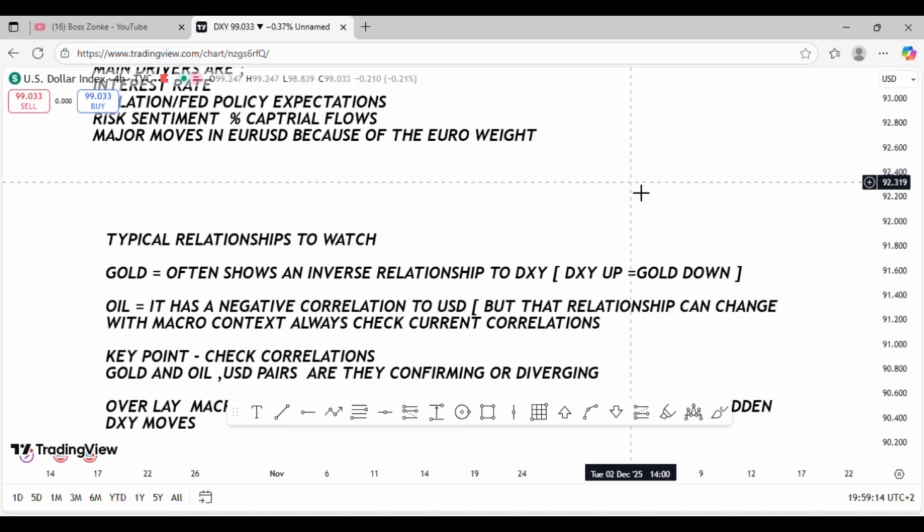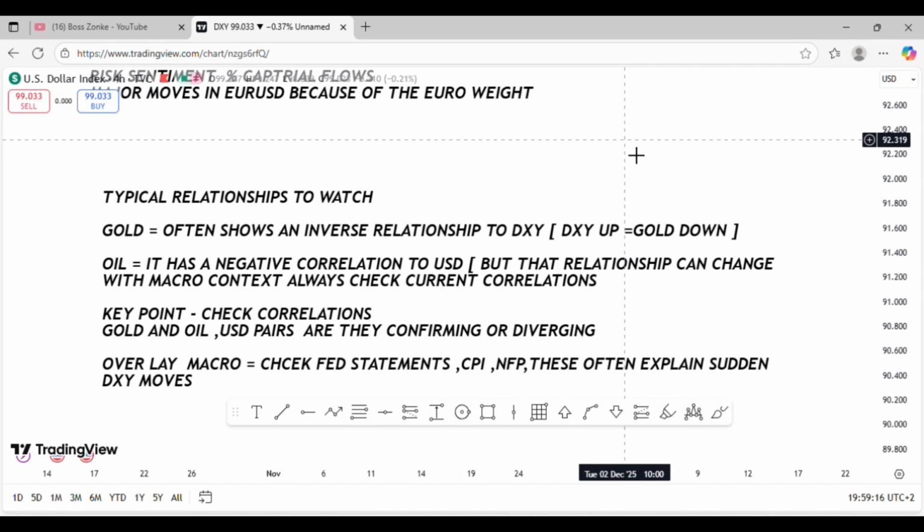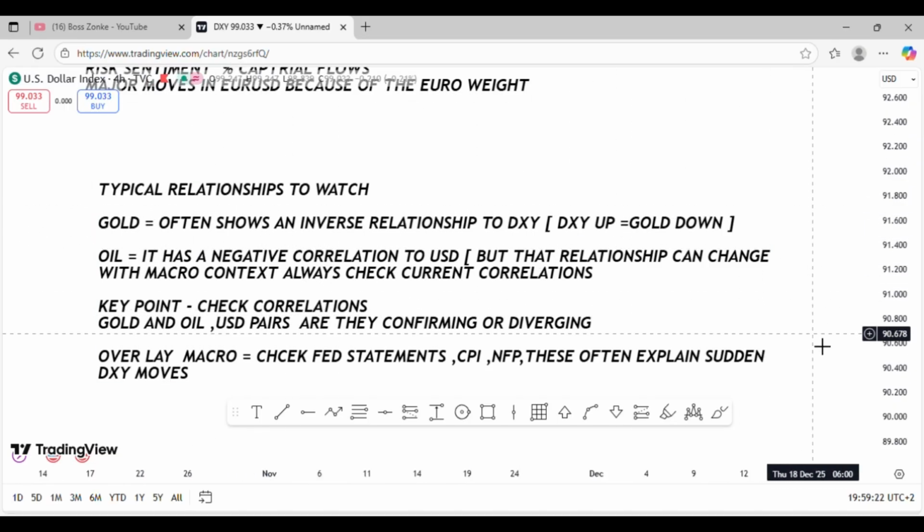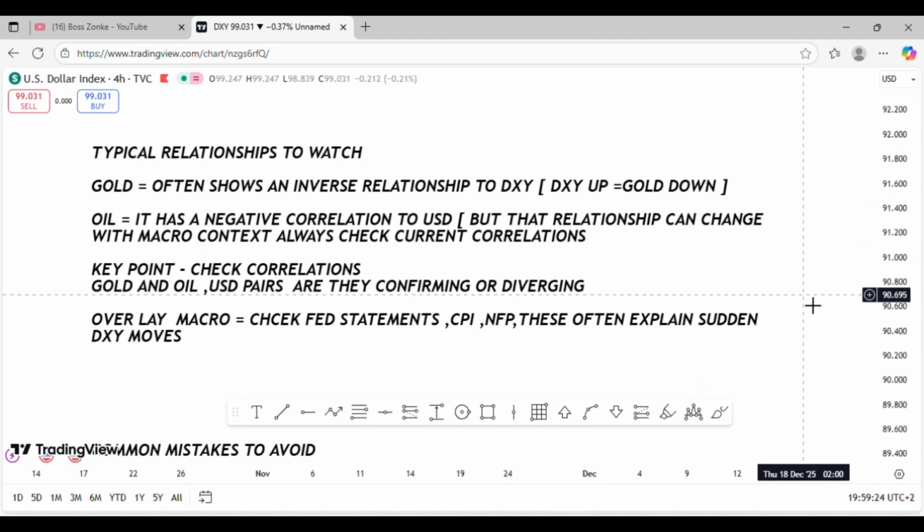Always check current correlation. And also, please go backtest. If you don't get what I mean by macro context, guys, you can still go check it out. You understand? It's very important. So key point, guys, you have to always check the correlations. Gold and oil, you can add them to your watch list. USD pairs, are they confirming or diverging? You understand? If gold and oil move in the same direction, that also signals strong USD buyers.